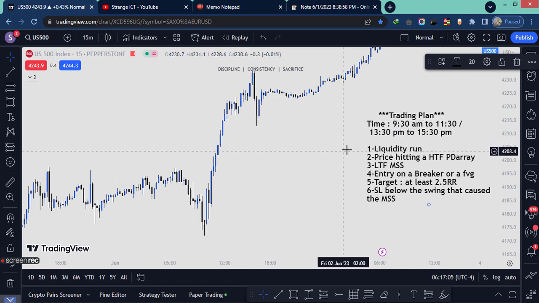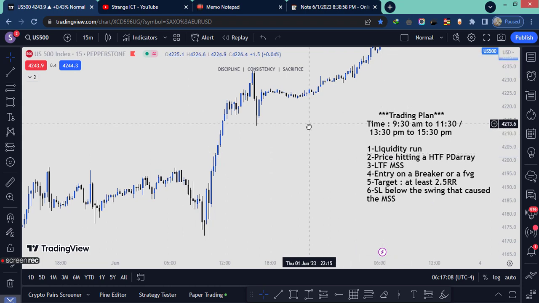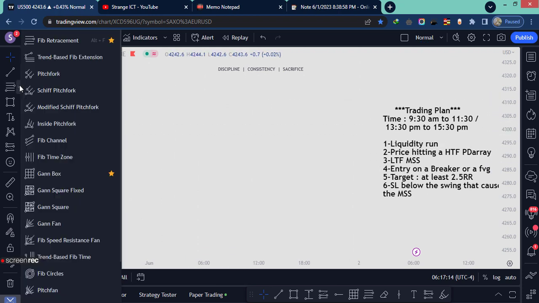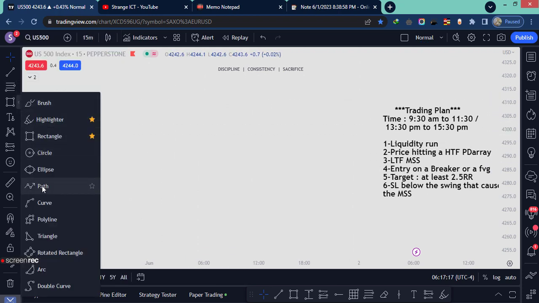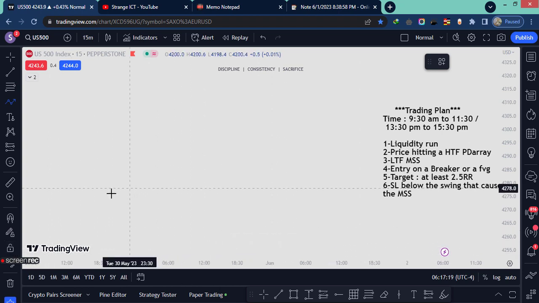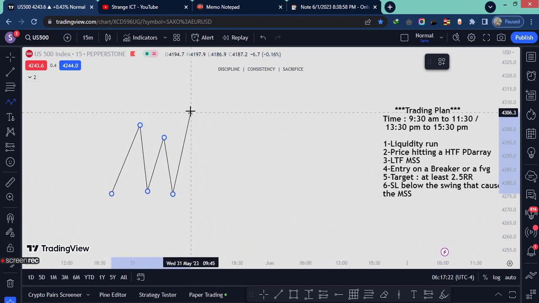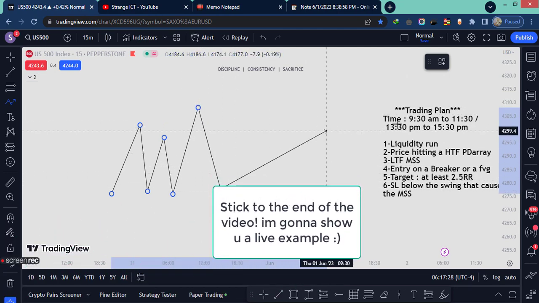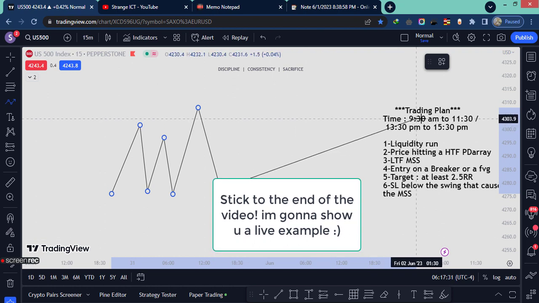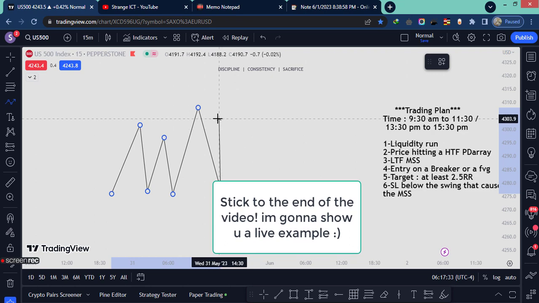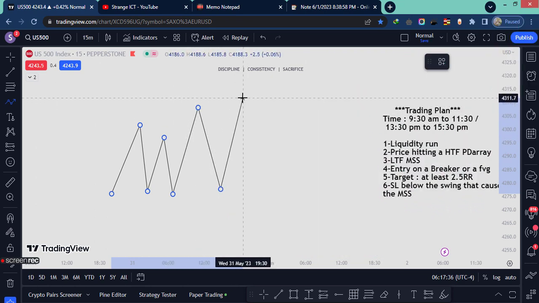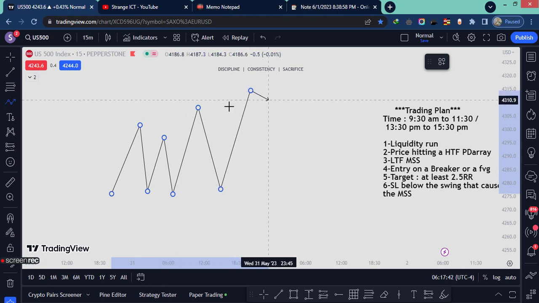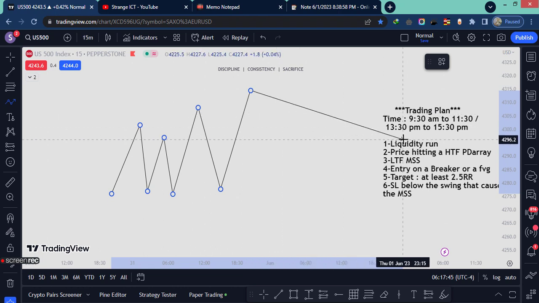The first step is you want to see a liquidity run. Let me explain with graphics right here. Okay. So maybe you can see this old high right here. What you want to see is, when you open the chart at this time, you want to see a liquidity run, meaning price will attack this liquidity like this, and then you want to see a rejection from a higher time frame PDRA.